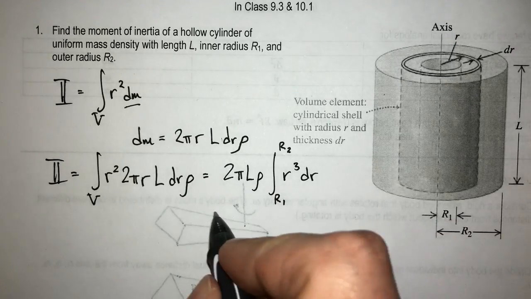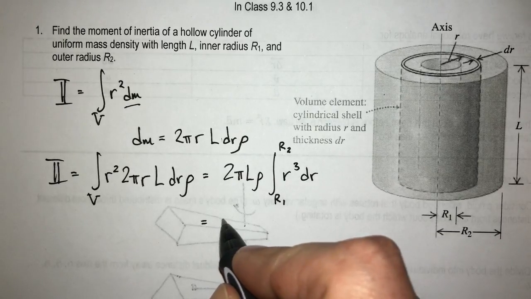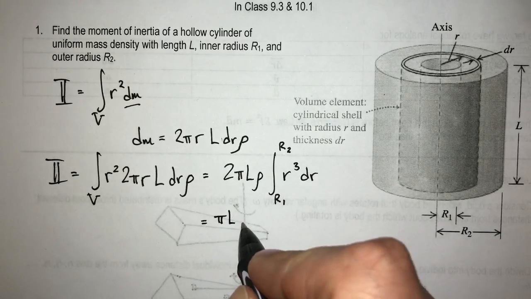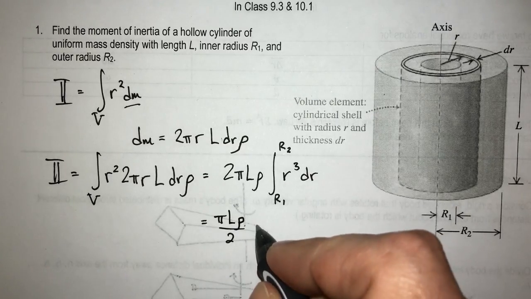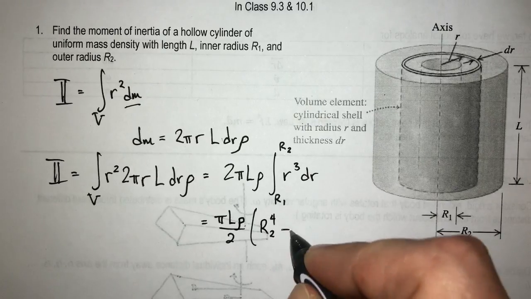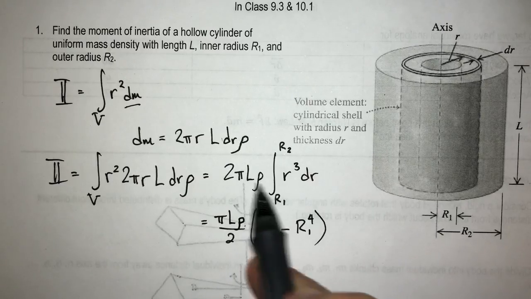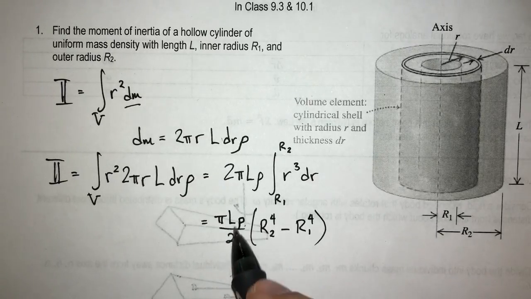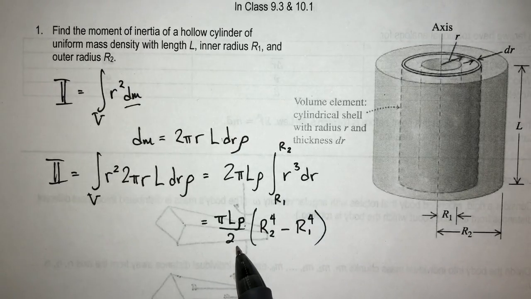Okay, so we integrate and we end up with pi L rho over 2 times (r2 to the fourth minus r1 to the fourth). And the 2 that was here is canceled partially by the 4 that we got in the denominator from the antiderivative. I just did that step all at once. So take a minute, verify that that's the real antiderivative.